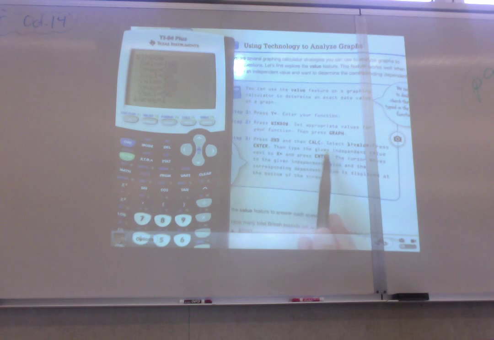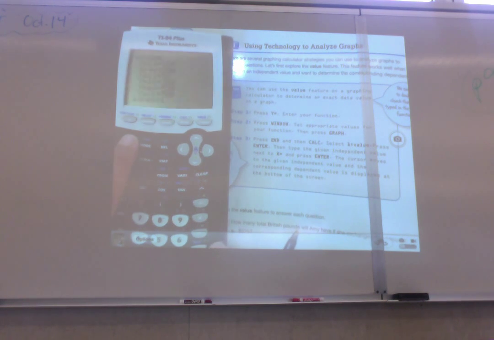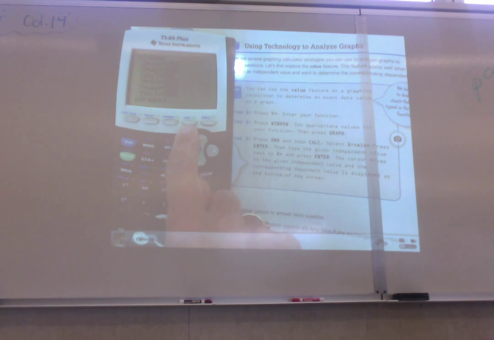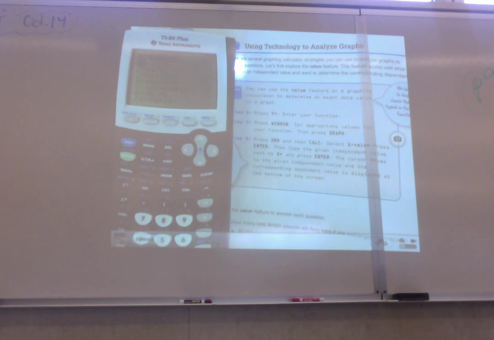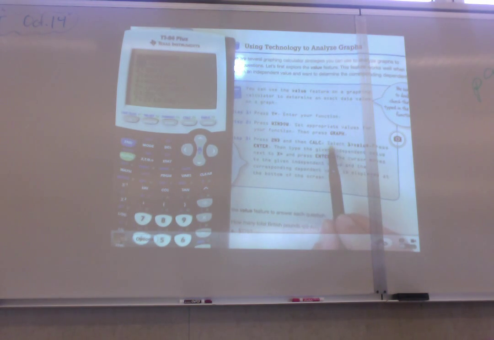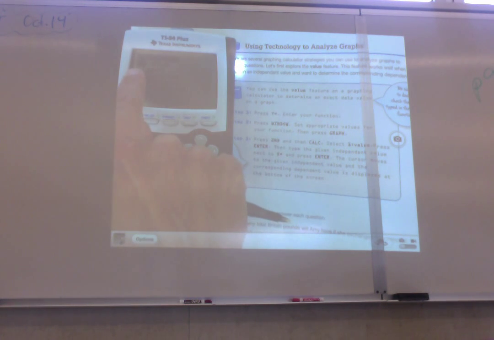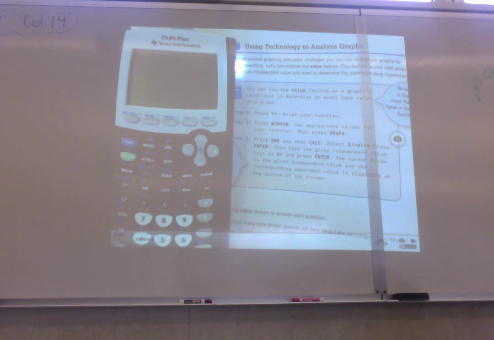Second, then calc. Second is the button that says I want to use blue, and calc is right here above trace. Second and calc. Select number 1, which is value. Press enter. No, actually, it's highlighted in mine on number 1, so I'm going to push enter for value.